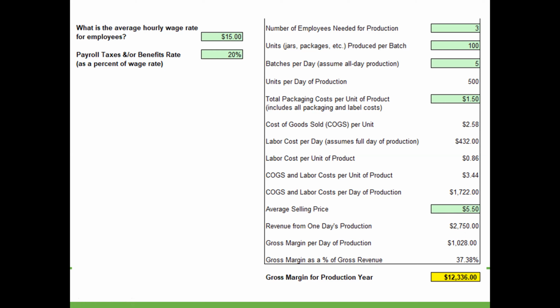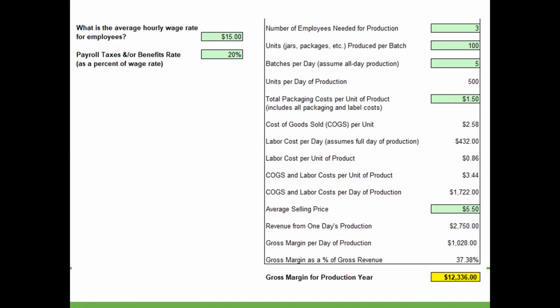My gross margin, which would be that revenue from one day's production less my cost of goods sold and my labor cost to produce it, package it, manufacture it, my gross margin per day is $1,028. And my gross margin as a percentage of gross revenue is a little over 37%. So if I divide that gross margin of $1,028 by the revenue of $2,750, that's a 37.38% gross margin.